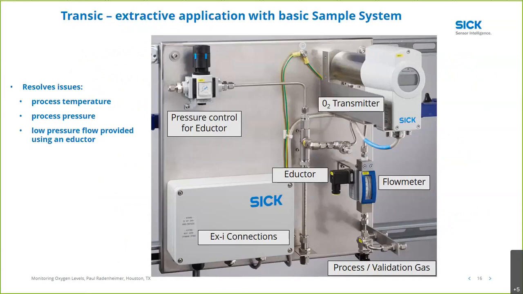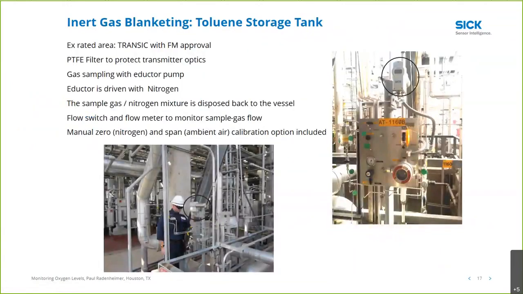The other method of installation is an extractive application. As we can see here, the entire oxygen transmitter with the appropriate cell is mounted on a sample panel. Depending on the application itself, we can control the pressure and temperature by bringing the sample to the panel. We control the flow and even indicate whether there is positive flow or not. We have an eductor if it's low pressure. We can allow a stream of nitrogen to pull the sample through the eductor and back to the process and make any electrical field connections which are necessary.